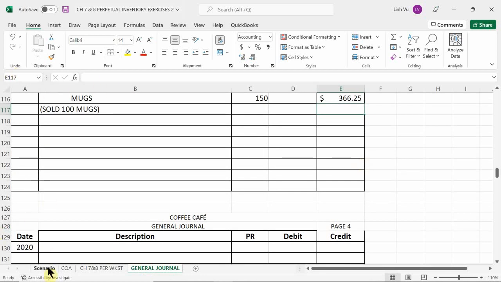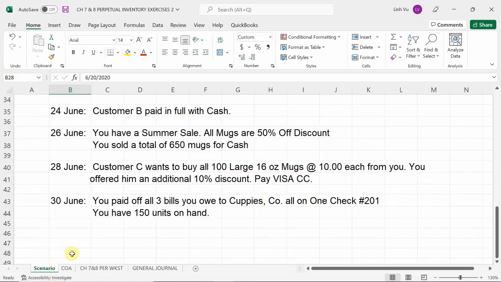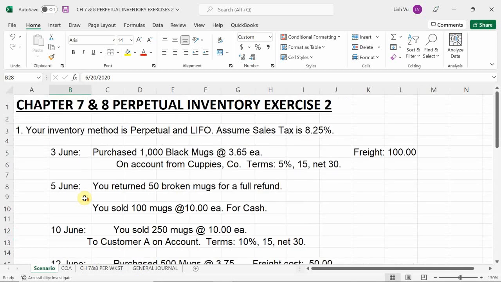Last but not least, let's see what happened here. On June 30th, you decided to pay off all 3 bills that you owe to Cuppies Co. all on one check. Check number 201. Okay? And of course, you have a total of 150 units left on hand. So, we're going to make a payment to all 3 bills. So let's go ahead and calculate all 3 bills, or let's search what happened to all 3 of them.